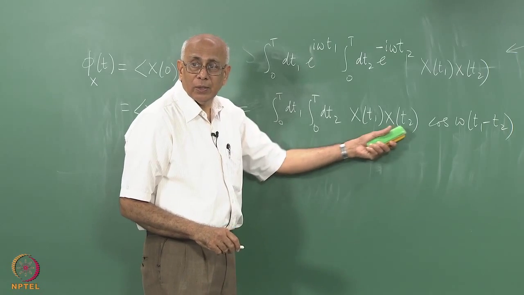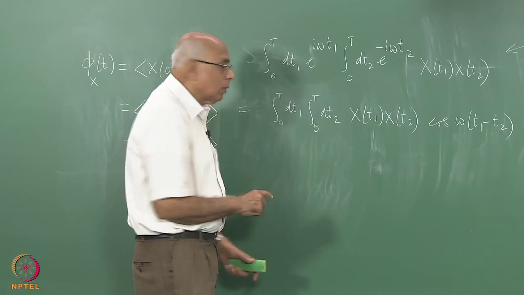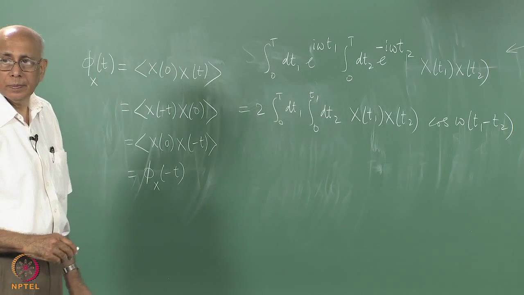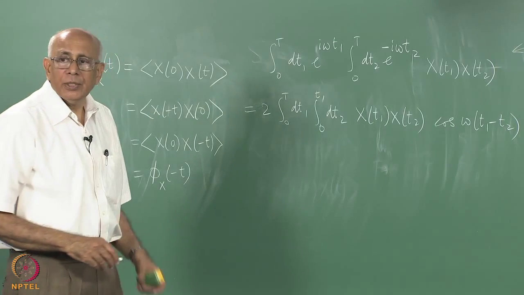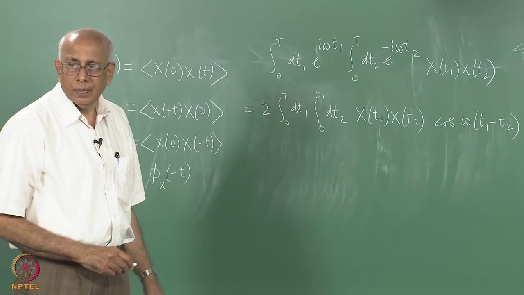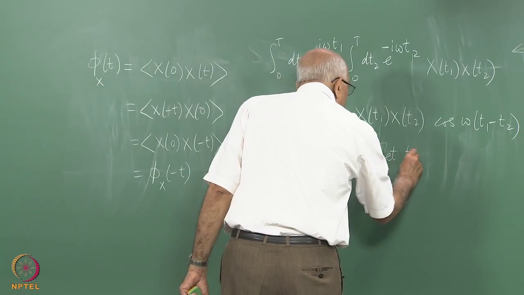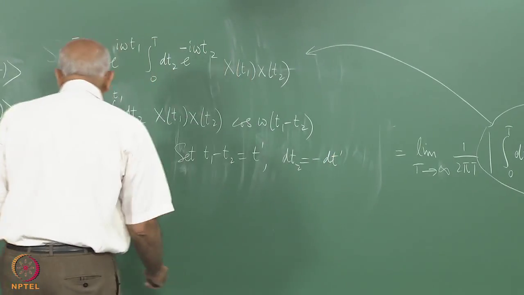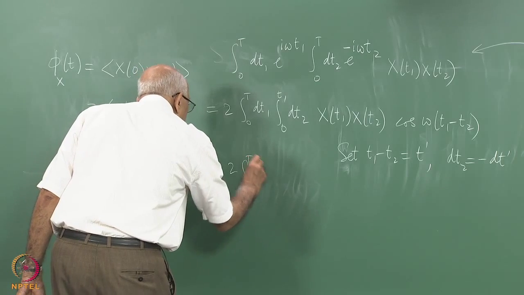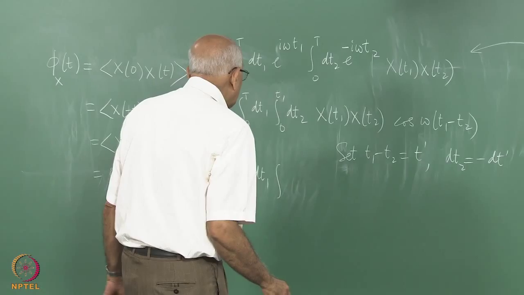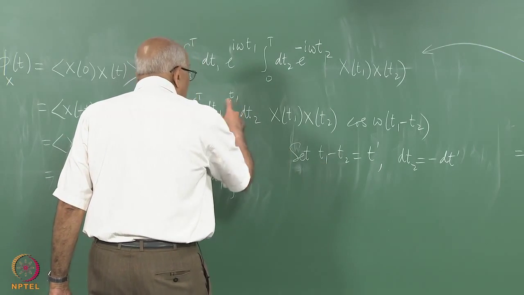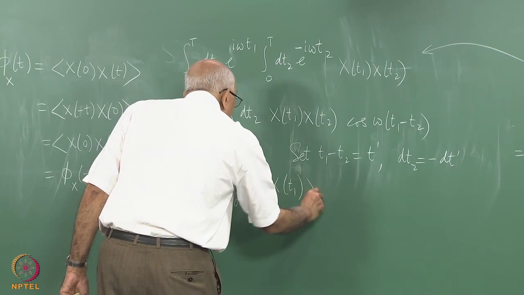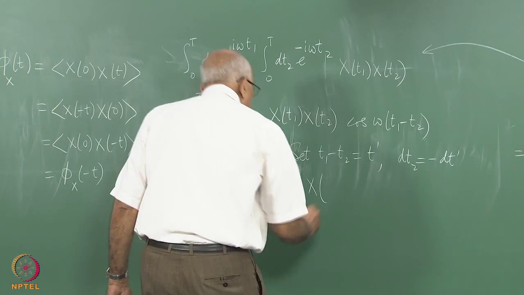because it is symmetric under t1 and t2, and the range of integration is symmetric, 0 to T in each of them, you can write this as twice the integral from 0 to t1. And then the next step is obvious, change variables from t2 to t1 minus t2. So let us set t1 minus t2 equal to t prime. So dt2 equals minus dt prime. So this guy is twice the integral 0 to T dt1, integral, and when t2 is t1 it's 0, and when it's 0 it's t1, so it's again 0 to t1, dt prime x of t1 x of t2, but t2 is t1 minus t prime.